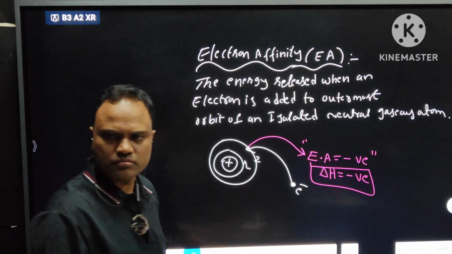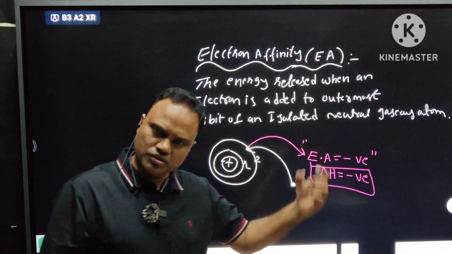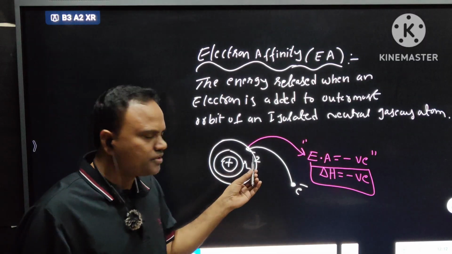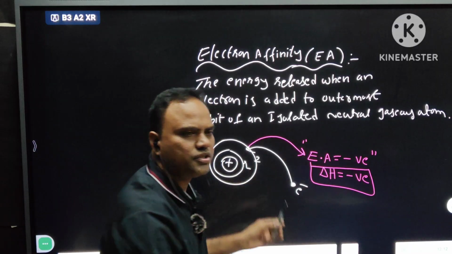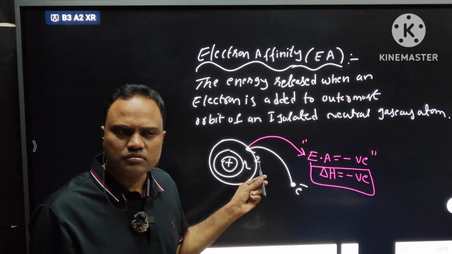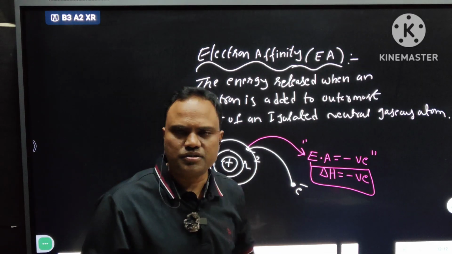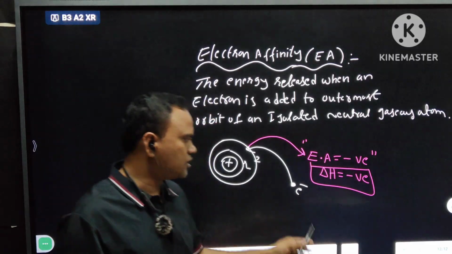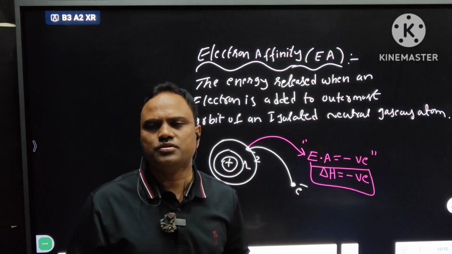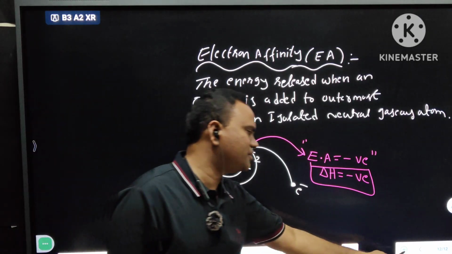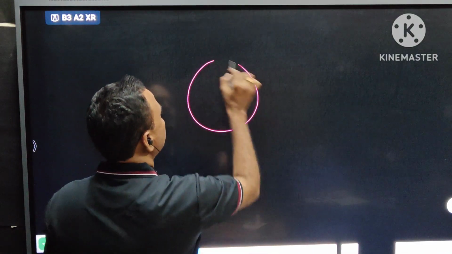Now you tell me. When we add an electron, then only energy is released. That released energy is called electron affinity. If we add an electron easily, then a greater amount of energy is released, more negative. If we are unable to add the electron, then energy will not be released. Clear? For which atom can we add an electron easily? Smaller atom or larger atom?